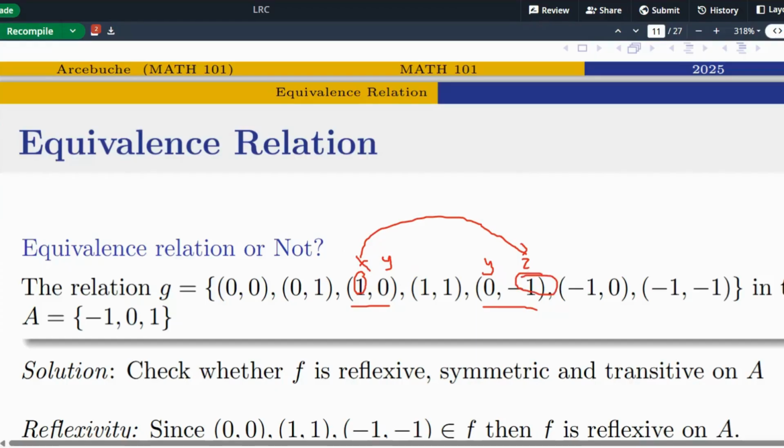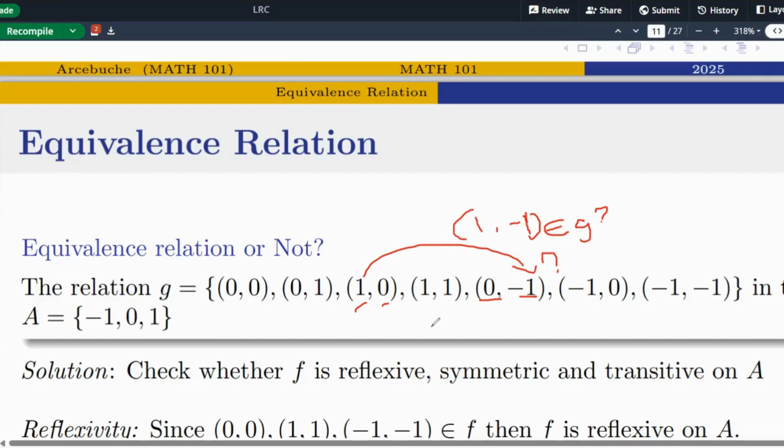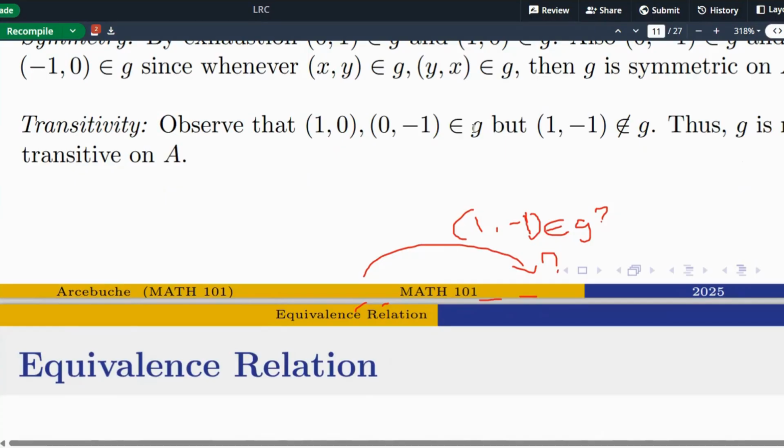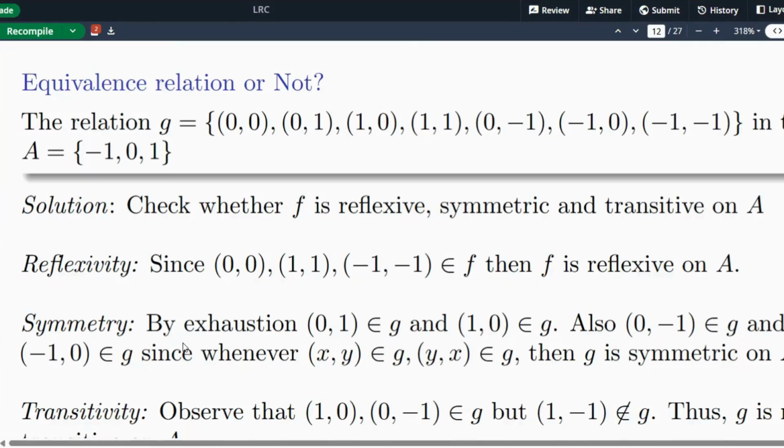So ibig sabihin, you're going to check is (1, negative 1) in G? So that's the question. Kasi si 1, jowa niya si 0. Si 0, jowa niya si negative 1. The question is, jowa ba ni 1 si negative 1? So, ang check mo is yung (1, negative 1) ba is nasa G? So, dahil wala si (1, negative 1) sa G, hindi siya transitive. Yeah. So, observe that (1, 0) and (0, negative 1) are in G, but (1, negative 1) is not in G. So, G is not transitive. Okay, next. Madali siya kapag ang set mo is naka-roster method.